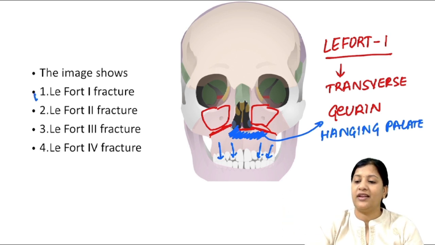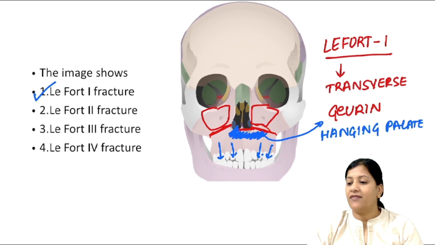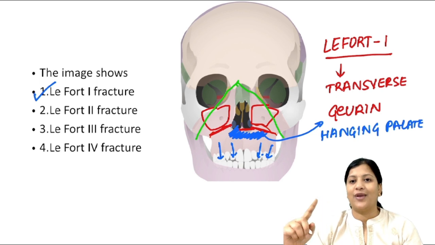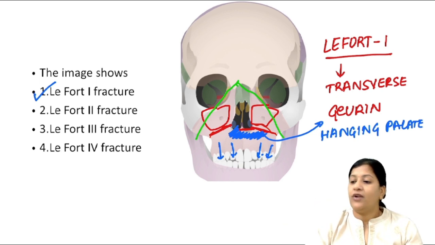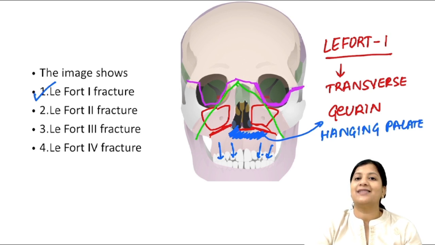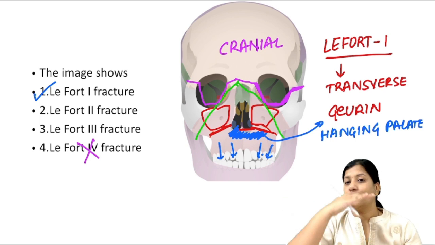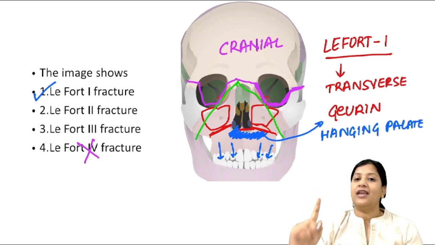So the image is showing Lefort 1 fracture. If they had given you an image like this, a pyramidal fracture, it would be Lefort 2, where you'll get a hanging maxilla. And if they had given you a fracture like this, going from the nasion, medial wall of the orbit, floor of the orbit, lateral wall of the orbit, and zygoma, separating the cranial cavity from the facial skeleton, which we call craniofacial disjunction, it is a Lefort 3 fracture. We don't have Lefort 4. There are only three types. Horizontal fracture is your Lefort 1 fracture. So the image was showing the Lefort 1 fracture.